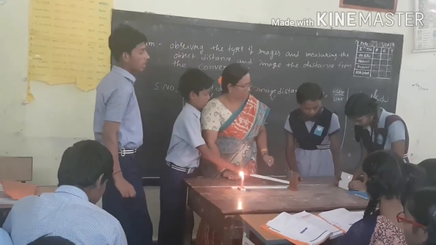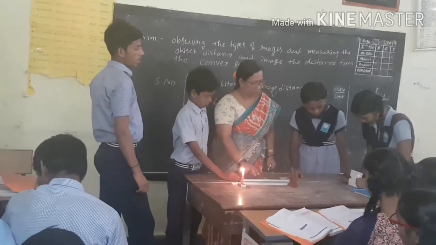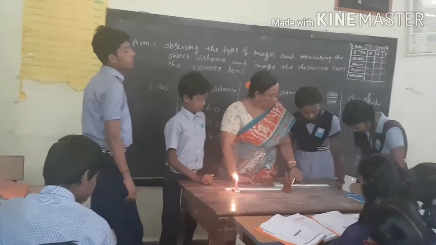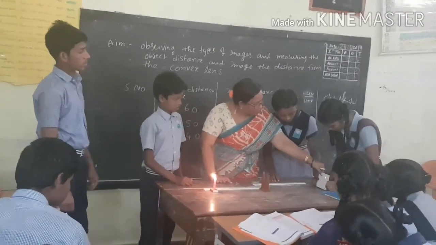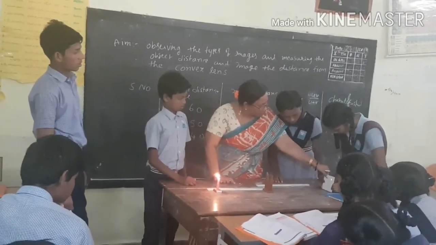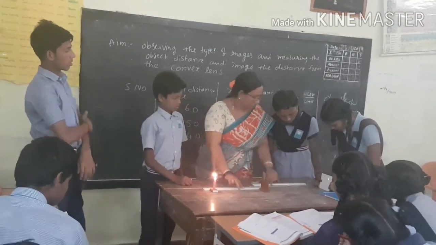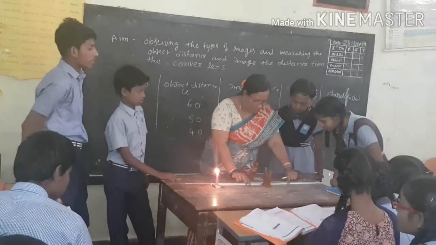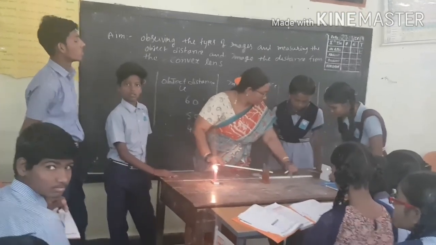Try to get an image of the candle flame on the other side, on the screen, till you get a clear image. Measure the distance of the image from the lens and record the values of u and v in the table. Repeat this for various distances of images. In all cases, note them in the table.